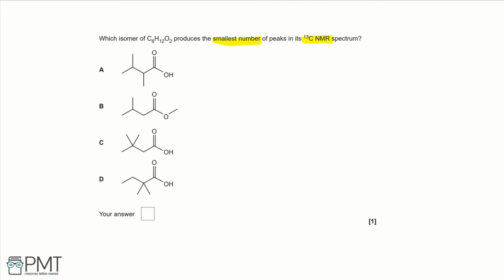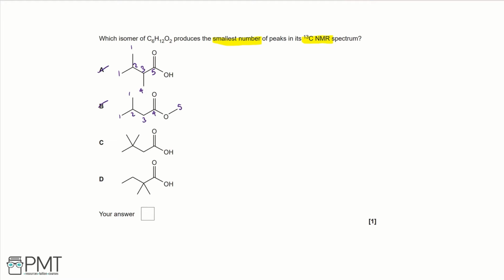So if we look at A first, we have 1 because these 2 groups are the same environment. Then we've got 2, 3, 4, 5 carbon environments. So if 5 is the lowest number, then it's going to be A, but we don't know this for certain yet. Then looking at B, we have 1, 2, 3, 4, 5 again. So A and B can't be the smallest number because there's the same number in each. So it can't be either of these.